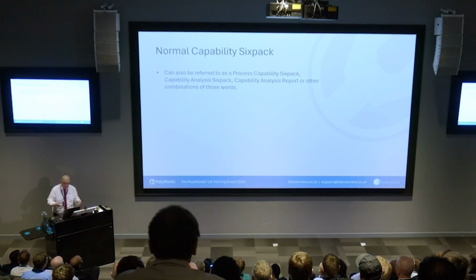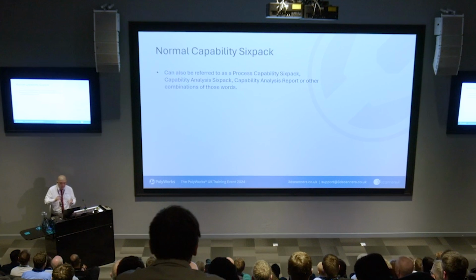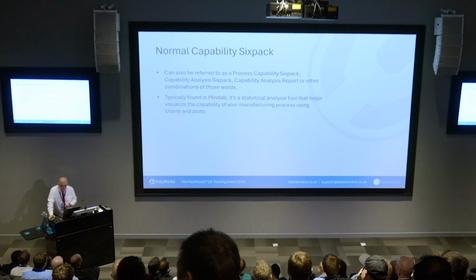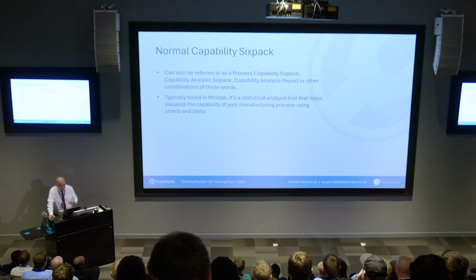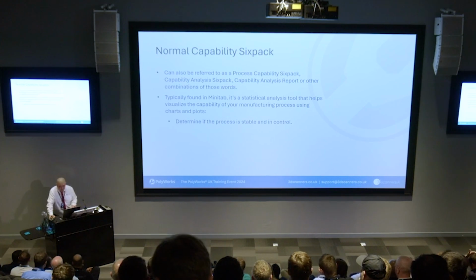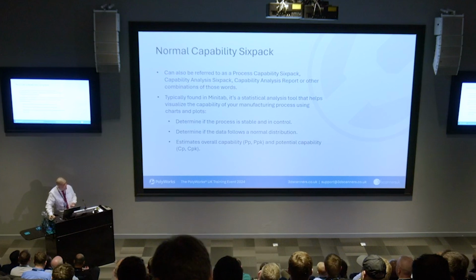So what they've now introduced is what they call the normal capability six-pack. Some people call it other things: process capability six-pack, capability analysis six-pack, capability analysis report, or a combination of those words. Typically found in the likes of Minitab, it's a statistical analysis tool that helps visualize the capability of your manufacturing process using charts and plots, by determining if the process is stable and in control, to determine if the data flows in a normal distribution, and to estimate the overall capability and potential capability.